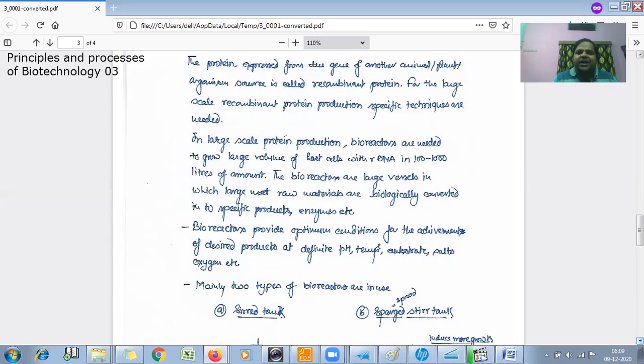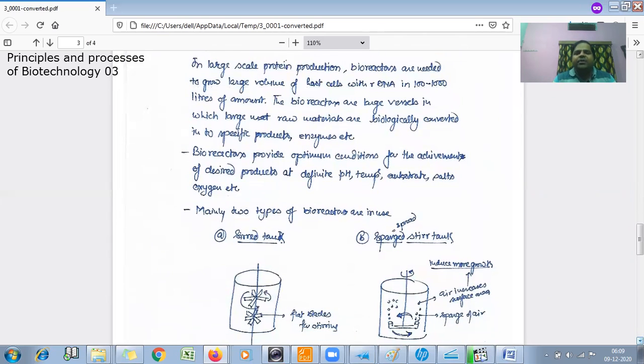The bioreactors are nothing but a large vessel in which large raw materials are biologically converted into specific products or enzymes, etc. So bioreactors provide optimum conditions for the achievement of desired products at definite pH, different temperature, and salt and oxygen, etc. It means altogether it will provide a specific optimum condition to produce a desired amount of recombinant protein.